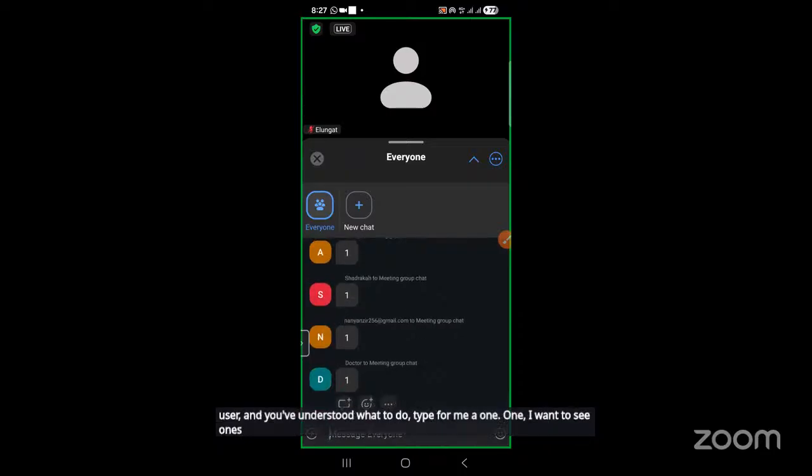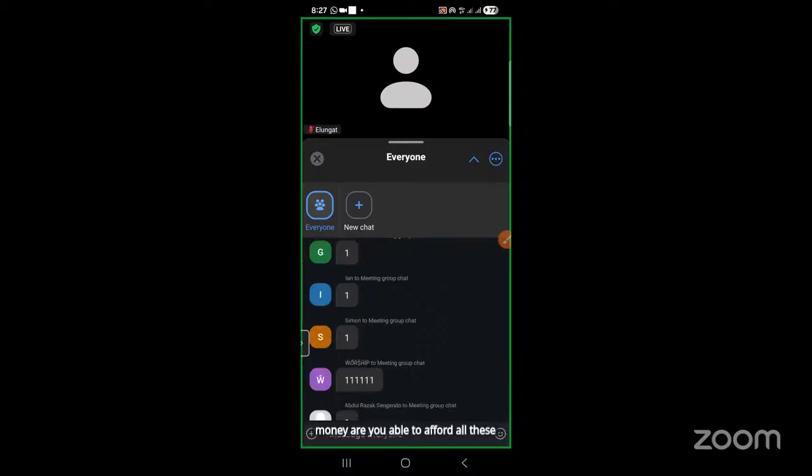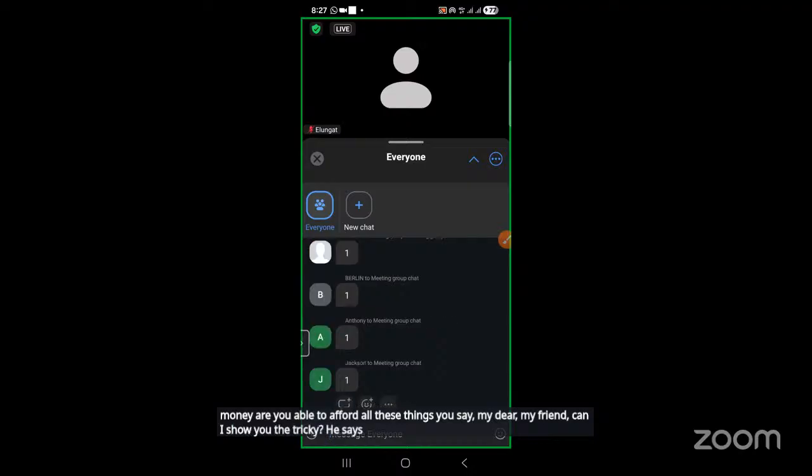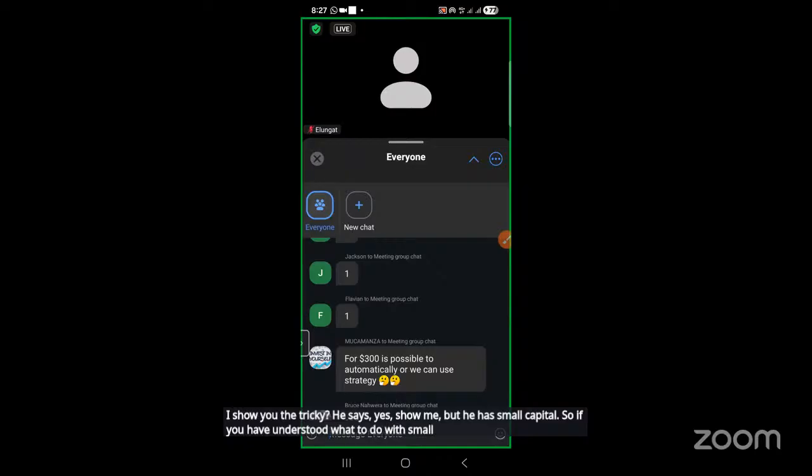Type for me ones, even if you're not a small capital user, but you have understood, because maybe you might get someone who has small capital. You say, my friend, can I show you the trick? He says, yes, show me, but he has small capital. So if you have understood what to do with small capital, that is very good.